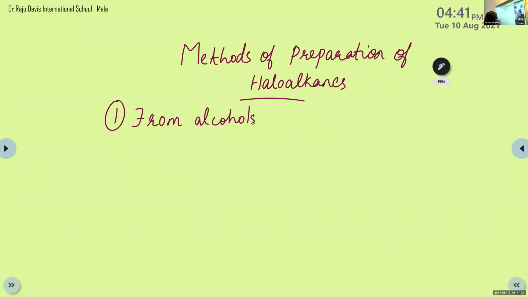That's in your textbook, page number 294. Okay, you can see many chemical reactions there. All these are different methods to prepare haloalkane from alcohols. Among these different methods, the thionyl chloride, it's a reagent, and its chemical formula is SOCl2.